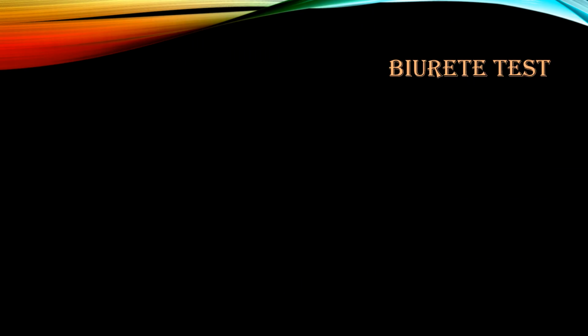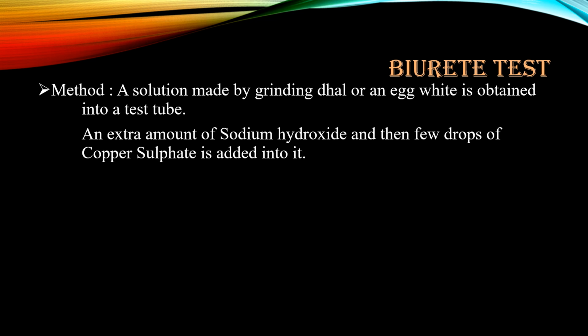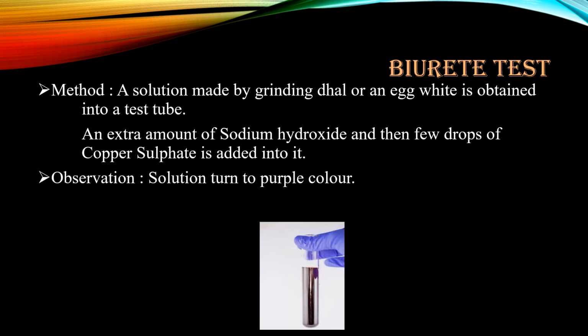Next is the Biuret test. Method. A solution made by grinding dal or egg white is obtained in a test tube. Then, an excess amount of sodium hydroxide and a few drops of copper sulfate is added into it. Observation. The solution will turn a dark purple color. Well, we can conclude the sample contains proteins.